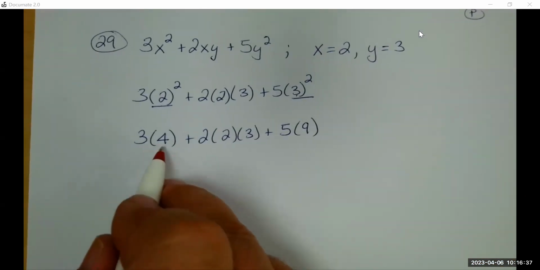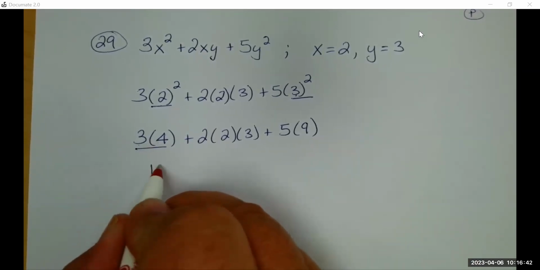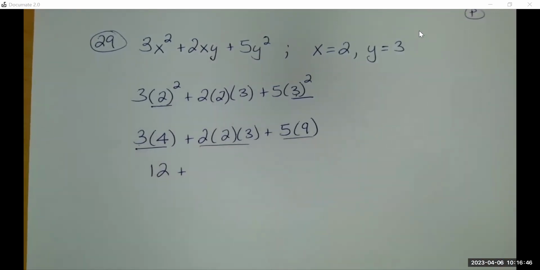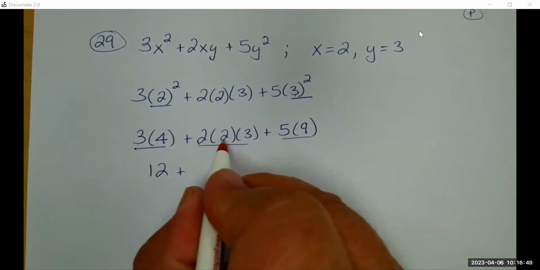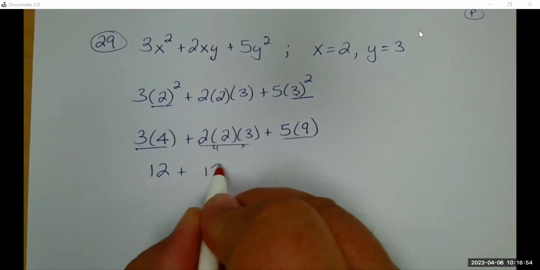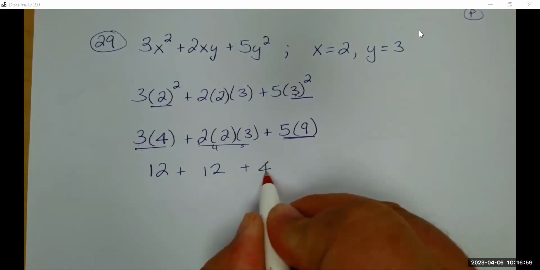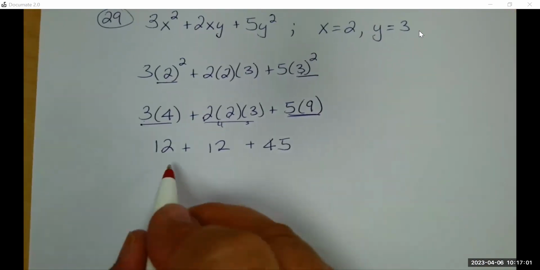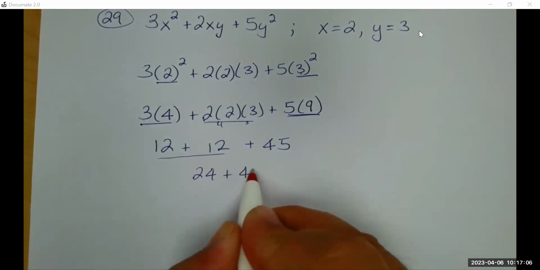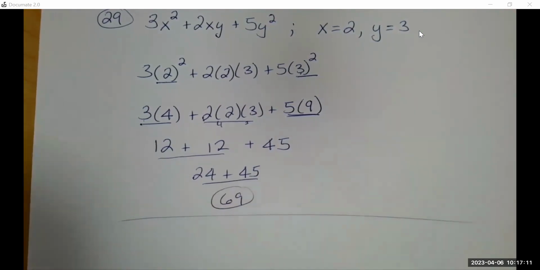No more exponents. You can't do anything inside the parentheses, so we multiply. 3 times 4. Since these are all separate terms, we can do them all at the same time. 2 times 2 times 3, and then 5 times 9. 12 plus 12 plus 45. Very good.